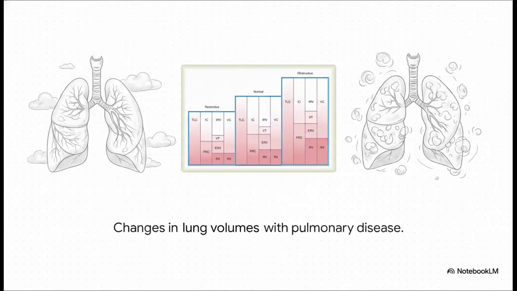What's truly fascinating here is the physical reality of these diseases when you compare them to a normal lung. Look at how the total lung capacity and the FRC shrink significantly in restrictive diseases like fibrosis. That's from a literal loss of total lung volume. But then look over on the right side. Those exact same volumes massively expand into hyperinflation and air trapping during obstructive diseases, like COPD. It's a night and day difference.